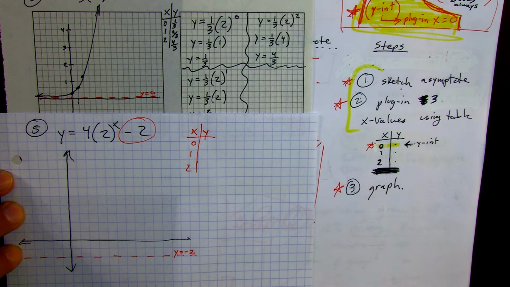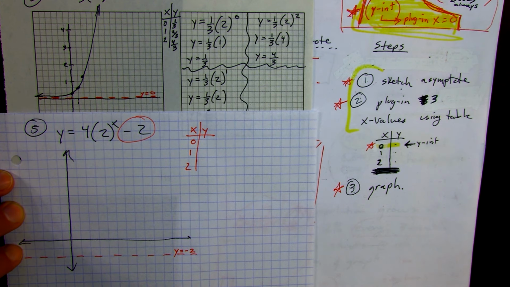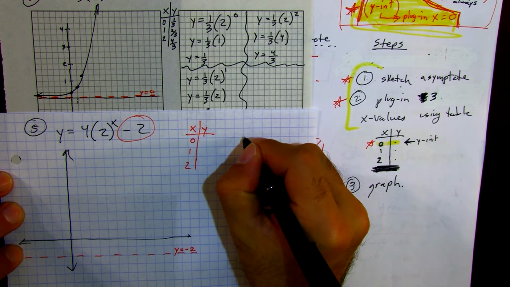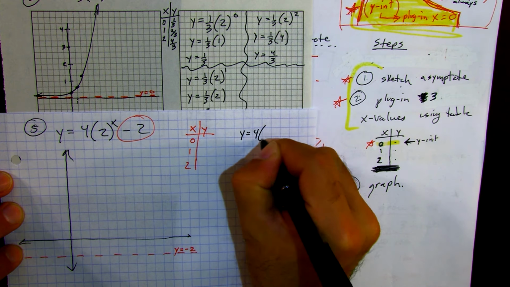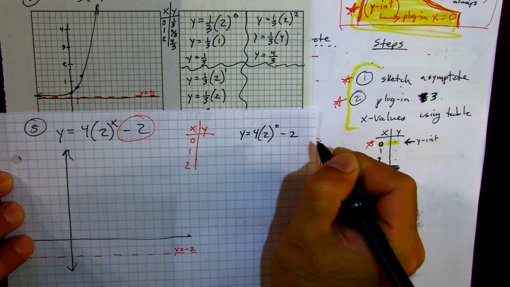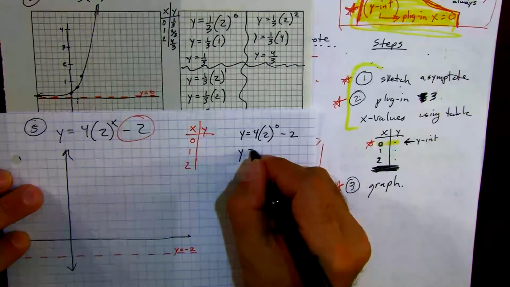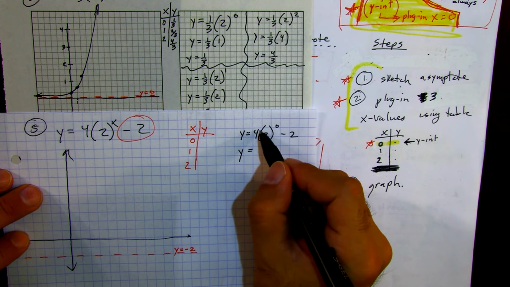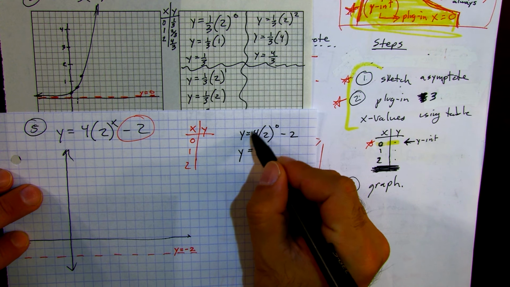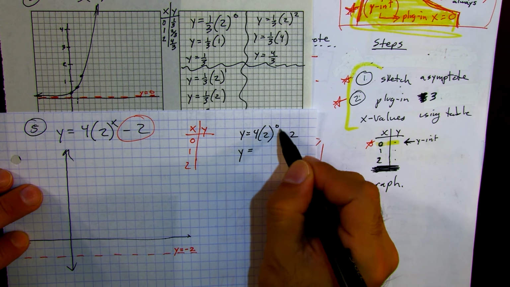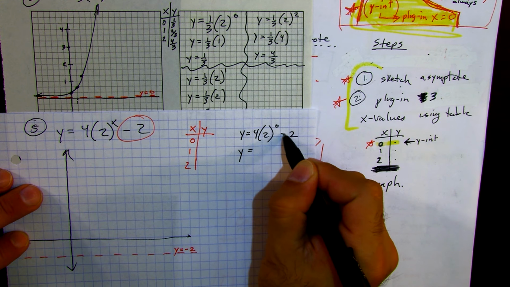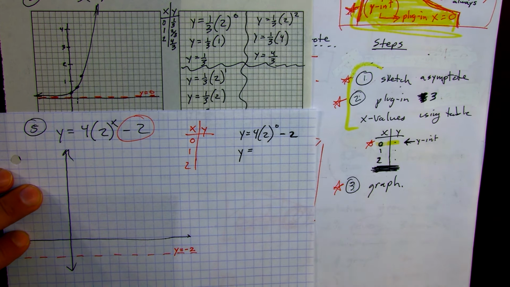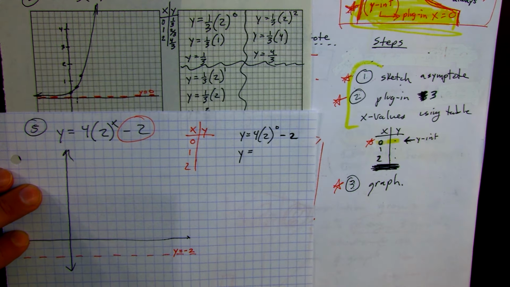0, 1, 2. Okay, let's see what we do with 0 to find that y-intercept. We have 4 times 2 to the 0, minus 2. This is why I want you to use this method, because you can't assume that the 0 time is going to necessarily be your initial amount, because this is talking about the growth from the initial amount. -2 is kind of like a transformation. Everything has been moved down 2, including that initial amount, based on our C value.